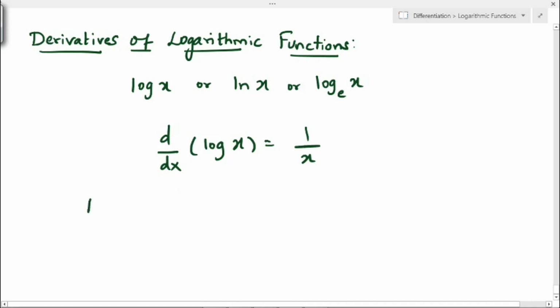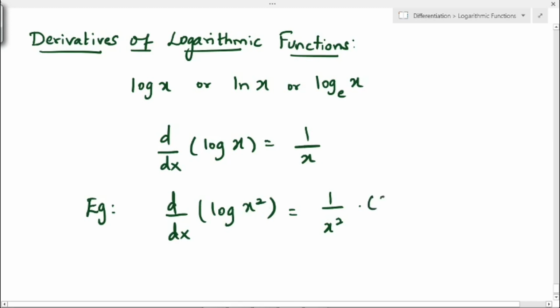The first one is d by dx of log x square. In the place of x we have x square. So the differentiation of log x is 1 by x, so log x square is 1 by x square into, this is only for log, that is 1 by x square. For the x square term we have to differentiate with respect to x. That is 2x. So if you simplify, you will get 2x divided by x square. One x will get cancelled. So we have 2 by x.